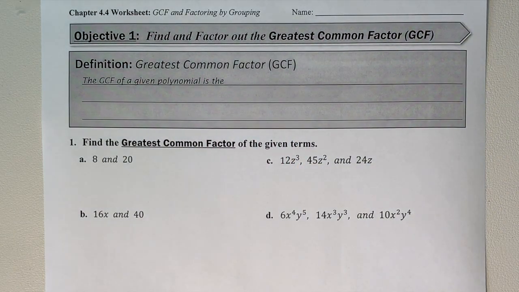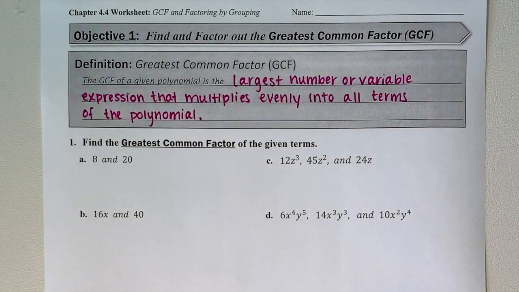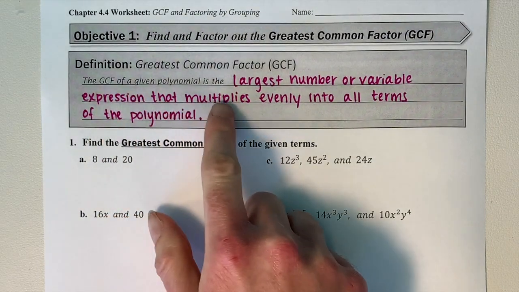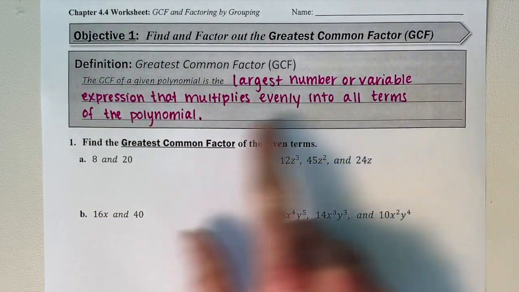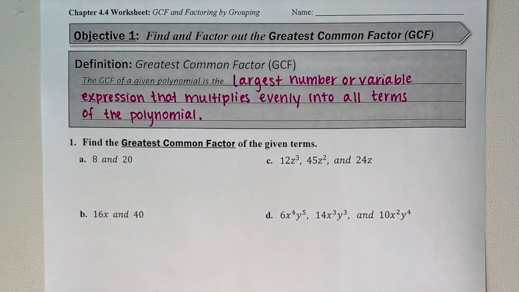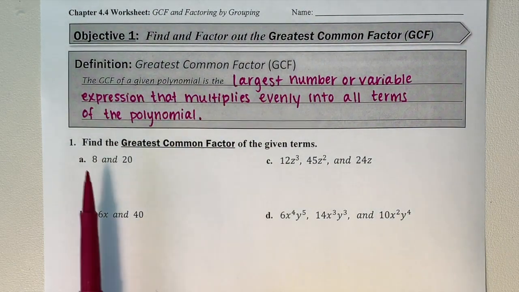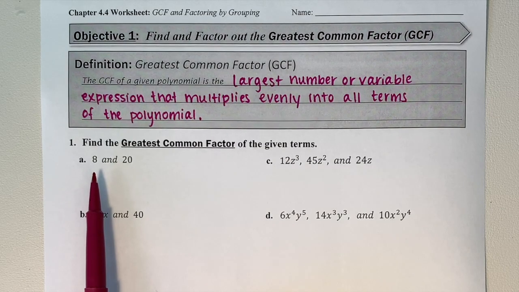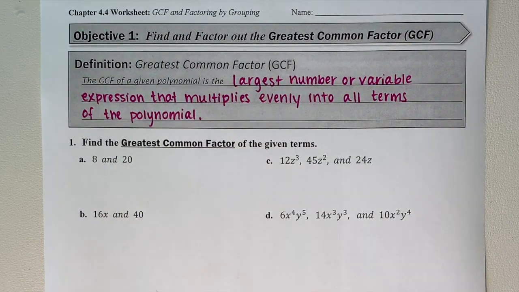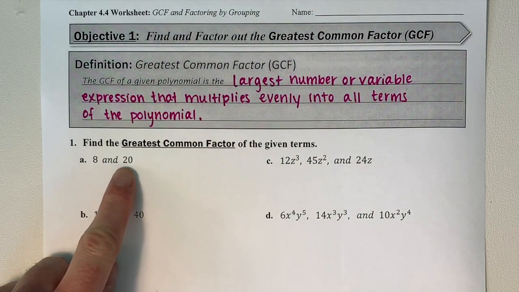The greatest common factor of a given polynomial is the largest number or variable expression that multiplies evenly into all terms of the polynomial. Let's look at some examples. To start, we want to find the greatest common factor of the numbers 8 and 20. In other words, we want to know what's the largest number that multiplies evenly into both 8 and 20.